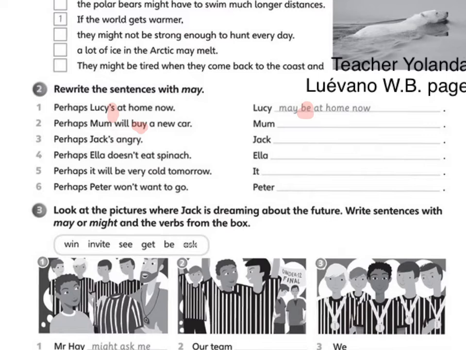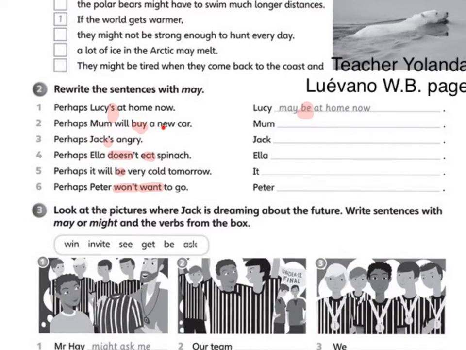Here we have be. Here we have is again, but in negative. Now be. And want, but in negative form. Let's read all of the sentences so we can understand it.